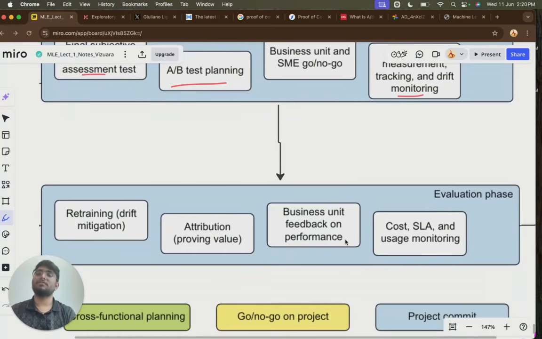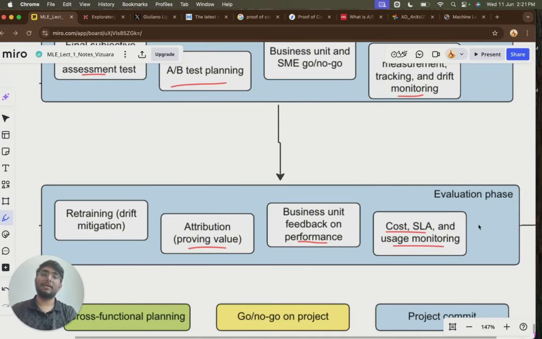Next is the evaluation phase where you will do retraining, that is drift mitigation. Then you will prove the value of your project, that it is impactful and it is helping the business to grow. Then you will take feedback from the business expert on the performance of your tool. Then you will check for cost, SLA and usage monitoring. This will all be the evaluation phase. So the evaluation phase, deployment and development will come in the project commit.